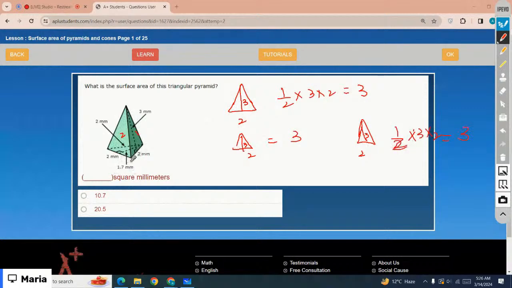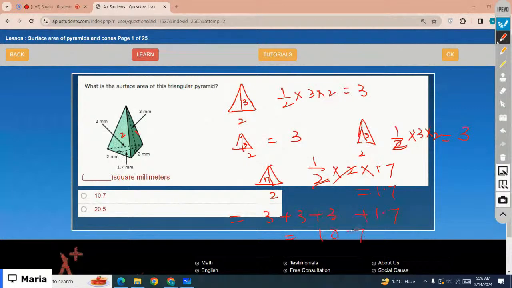And now look at the base. The base has the height 1.7. This is the base. Be very careful while looking at the measurements. The base has the height 1.7 and the base is 2, right? So you have to do 1 over 2 times base 2 times height 1.7. The 2 and 2 cancel out, you are left with 1.7. So just add all the areas: 3 plus 3 plus 3 plus 1.7. 3 plus 3 plus 3 is 9, and with 1.7 it is 10.7, right?